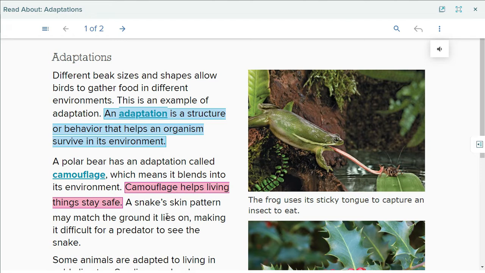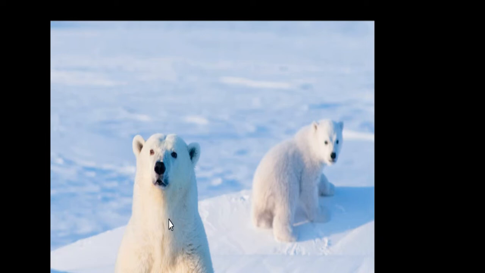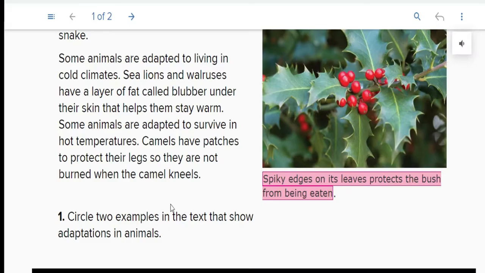Have you seen a polar bear? Can you see the color of the polar bear is extremely white? They blend in with the snow. It helps them in hiding from the hunters, and they can also prey on other animals. Circle two examples in the text that show adaptation in animals. I'll share a video with you about how different animals disguise and camouflage to protect themselves.